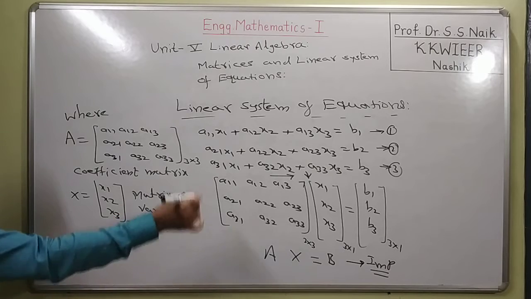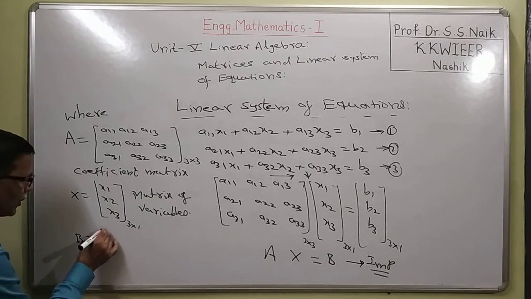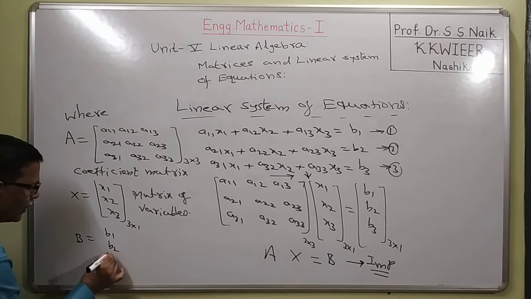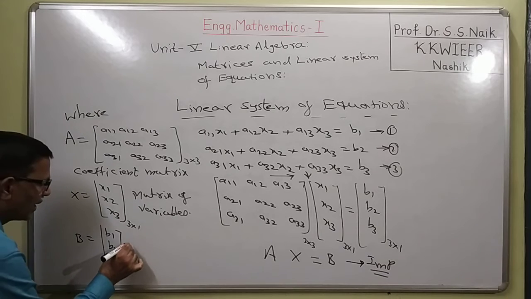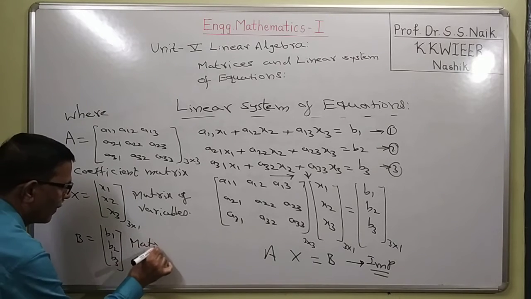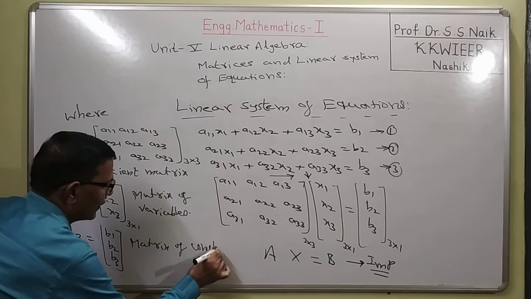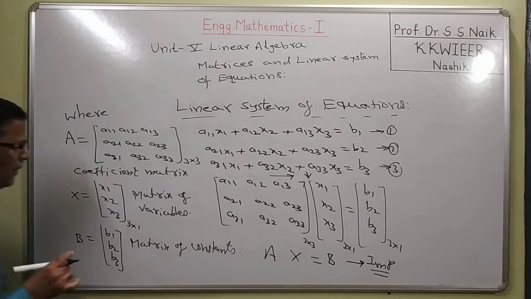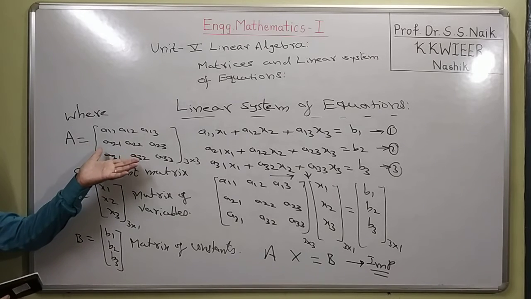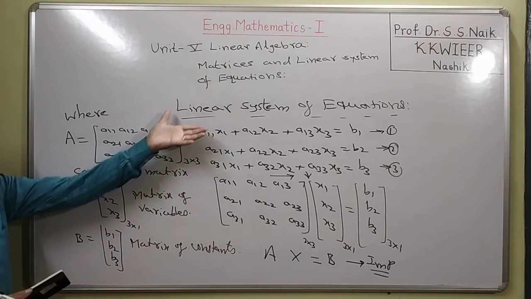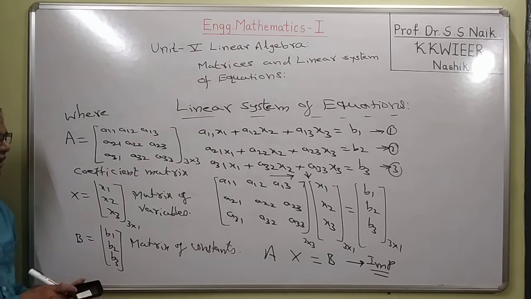And then you have B. B is equal to B1, B2, B3. What is the name given to this? This is the matrix of constants. These three matrices are very important because when you solve this system of equations, we are combining the matrices in this form.